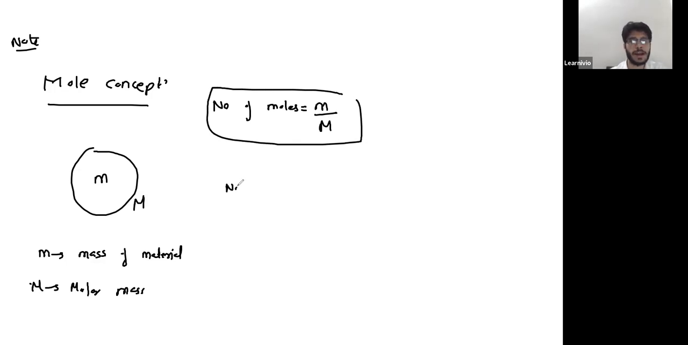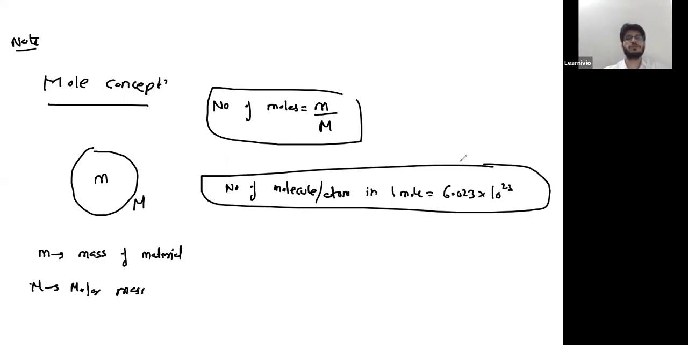Then the number of atoms or number of molecules in 1 mole is the Avogadro number, right? 6.023 into 10 raised to the power 23. So this is the mole concept in chemistry. To calculate the number of moles, you divide mass by molar mass, and then to calculate the number of atoms or molecules, just multiply it with the Avogadro number, which is 6.023 into 10 raised to the power 23. Just note it down.